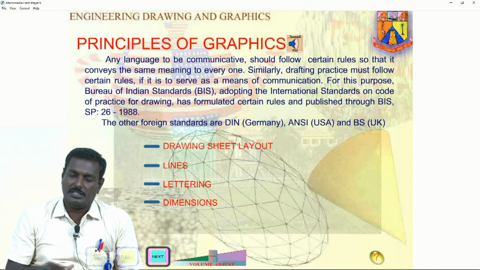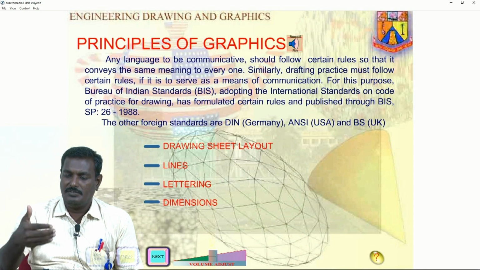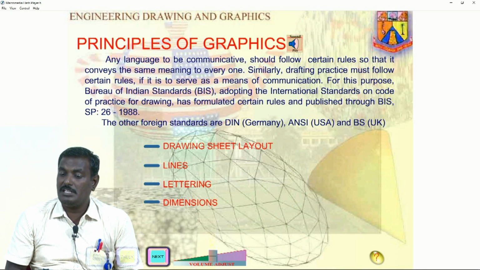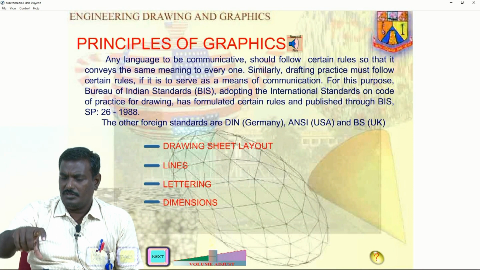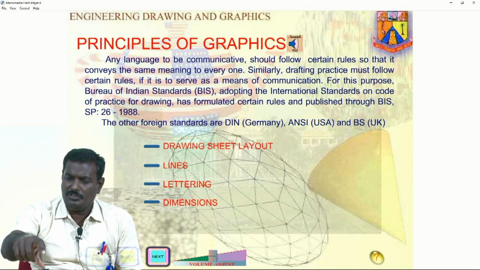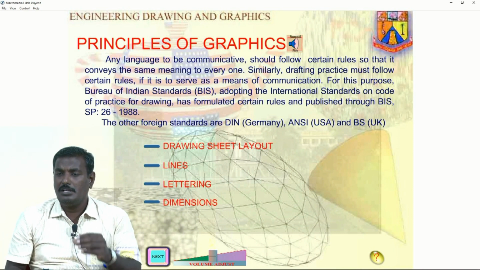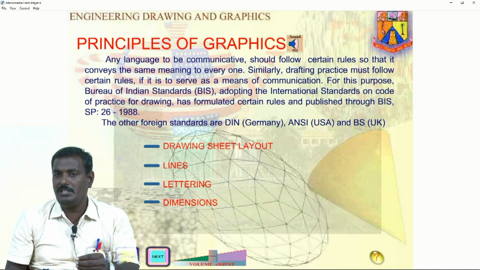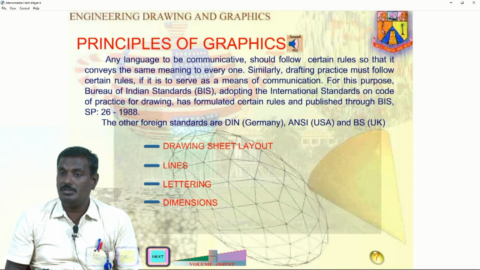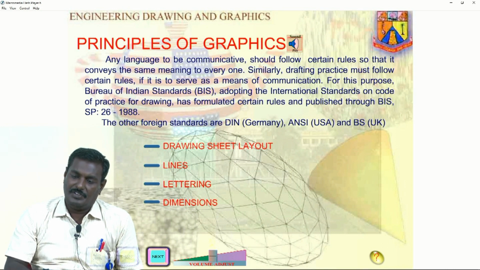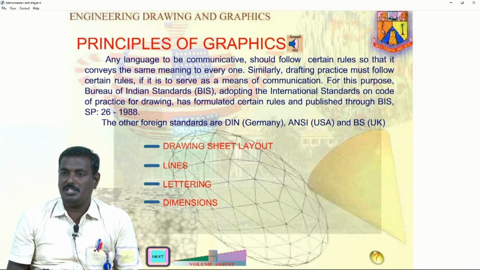Here I have classified them into four divisions. The first one is drawing sheet layout, the second is lines and lettering, then dimensions. These four categories are most important when you are doing any type of drafting, so we have to look at them before practicing any exercise. First we have to learn about the drawing sheet layout.